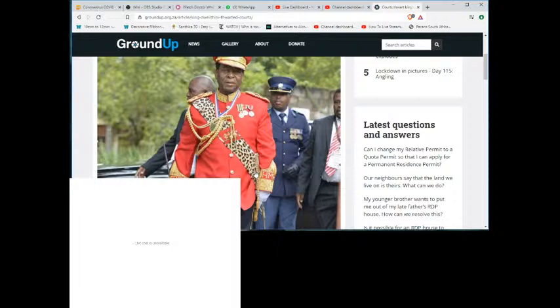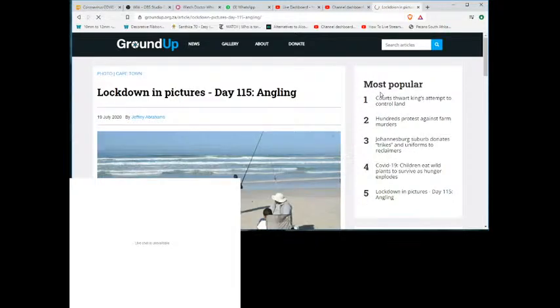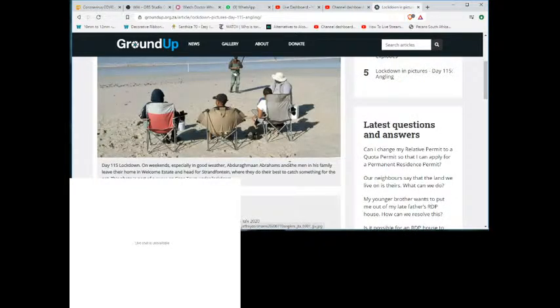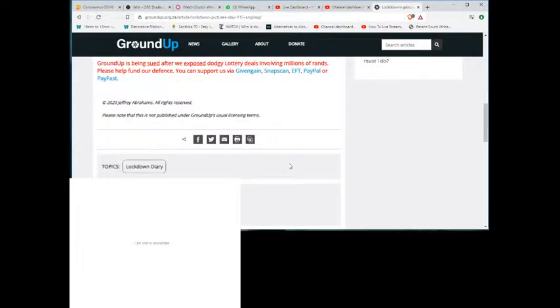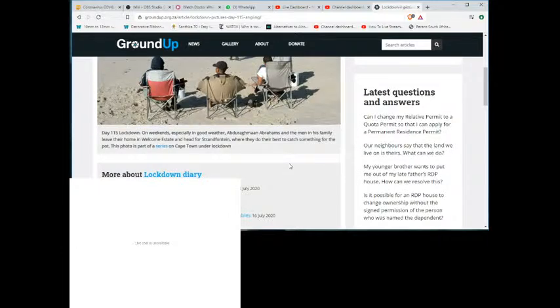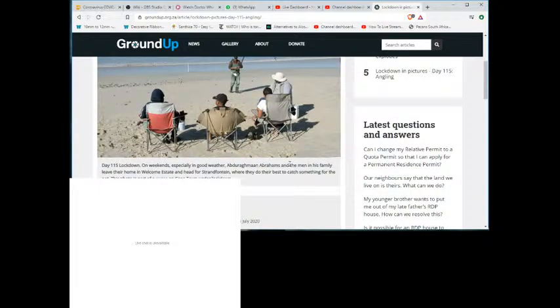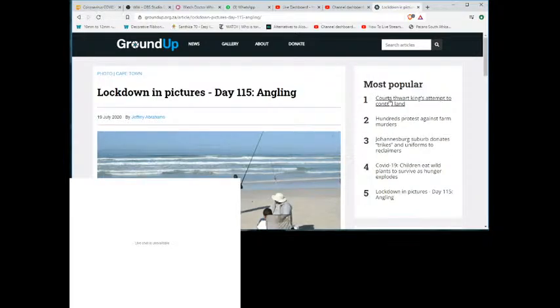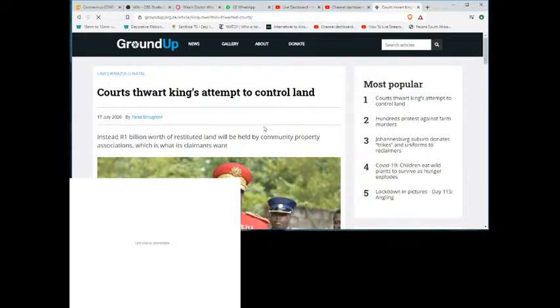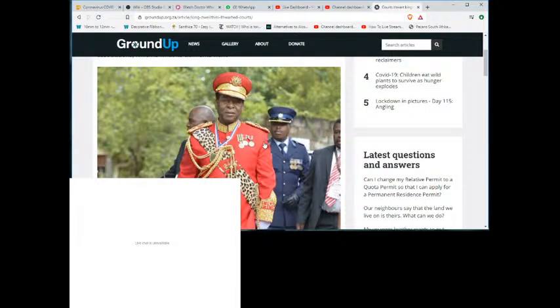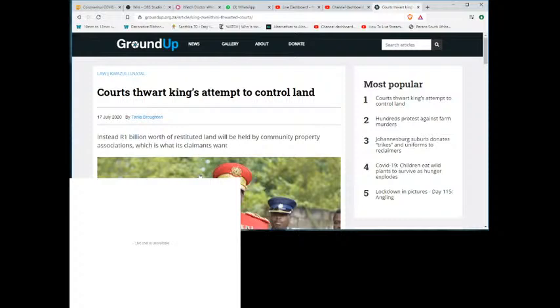Let's see if we can find one of those. Okay, no, not that one. No, not that one. But yeah, establishing shots. Establishing shots are the one like this that we saw just now. King Goodwill. That is an establishing shot because it's establishing which king is attempting to control the land.